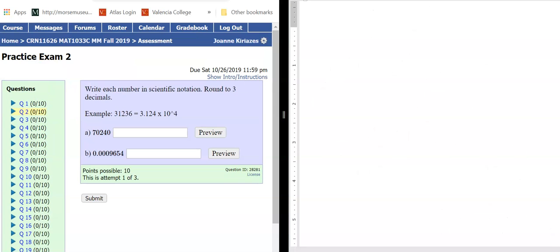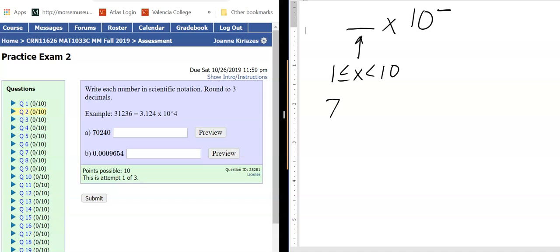Problem number 2 is scientific notation. We know that scientific notation is a number between 1 and 10 times 10 raised to an exponent. Okay? So let's look at our first one. It says write each number in scientific notation. So we have 70240. If there is not a decimal, you're going to add what always is at the end on the right. Okay? So we want to move this decimal so that our number is between 1 and 10.